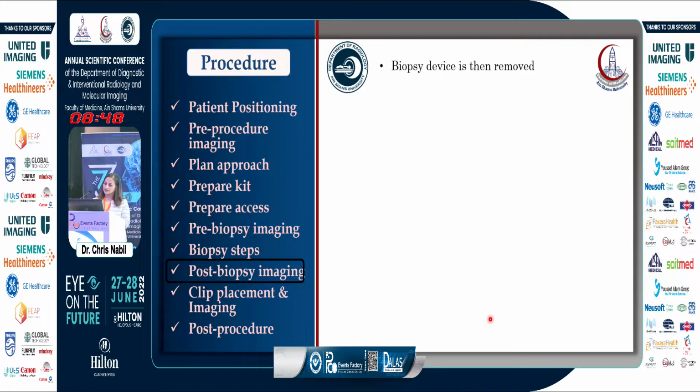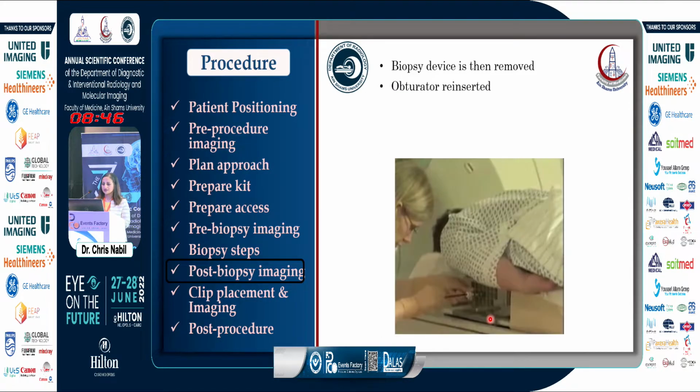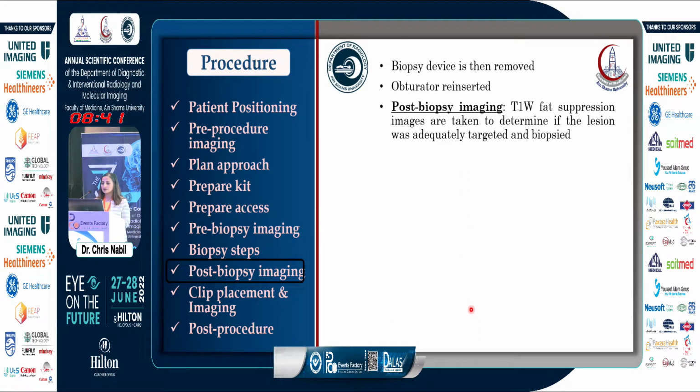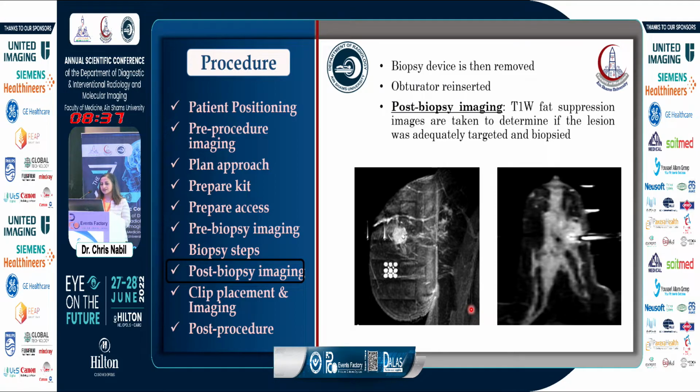After the biopsy, the device is removed, the obturator is reinserted through the sheath, and post-biopsy imaging through T1 fat suppressed images is taken to determine if we adequately targeted and biopsied the lesion. Here in this patient, the small hyper-intense dot is the obturator, and it is surrounded by a hematoma because of the biopsy.